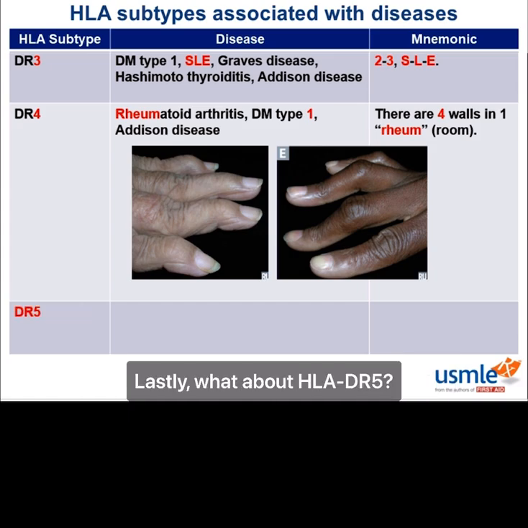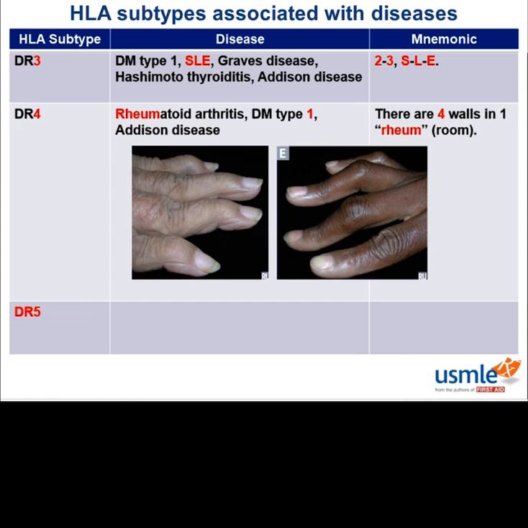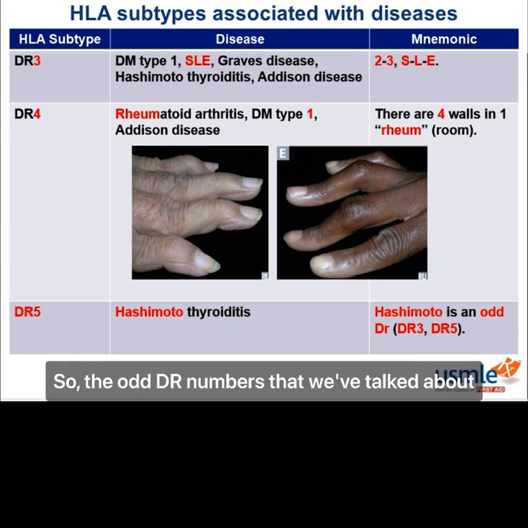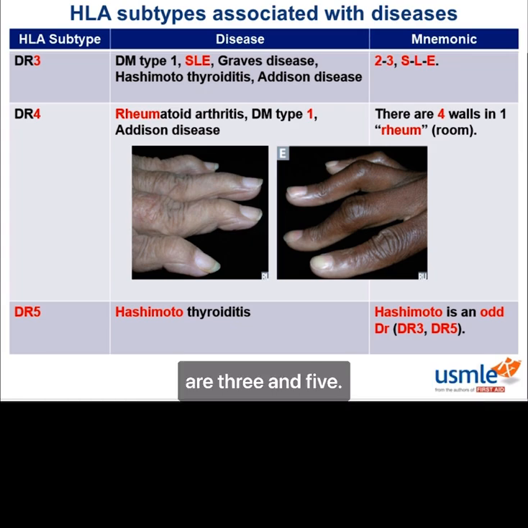Lastly, what about HLA-DR5? It's associated with Hashimoto thyroiditis. And the way we can remember that, since we also mentioned it previously, is that Hashimoto is an odd doctor. So the odd DR numbers that we've talked about are 3 and 5. So HLA-DR3 and DR5 are for Hashimoto.